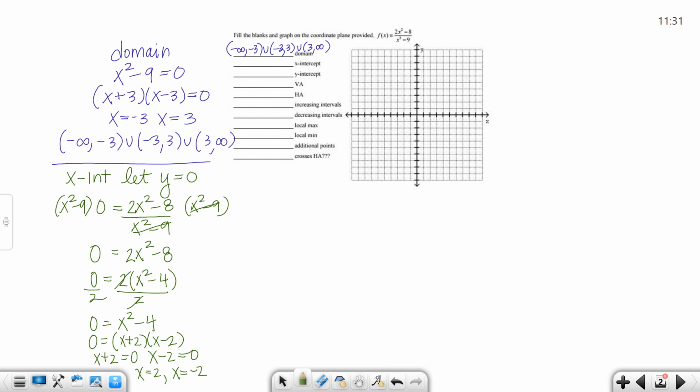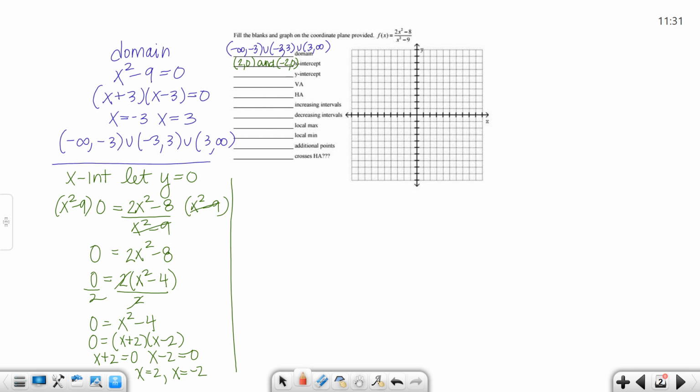Right there you definitely could have used the square root property as well. Remember that these are the x-intercepts, which means that y is 0. So that means you would have a point at 2, 0, when x is 2, y is 0, and you would also have a point at negative 2, 0. So that's what we would get for that piece.